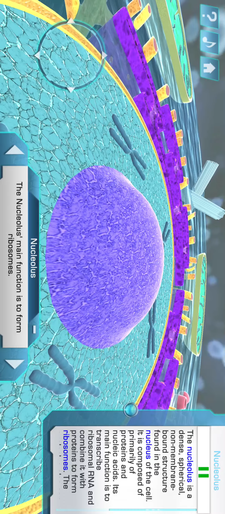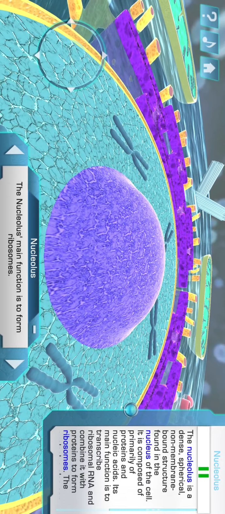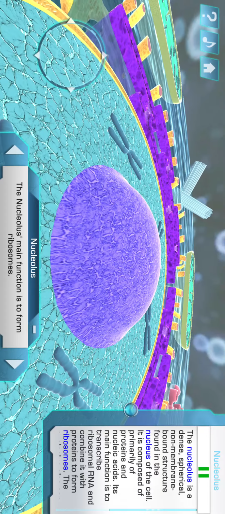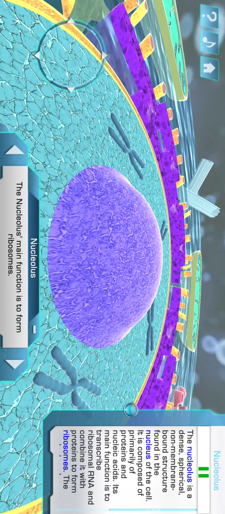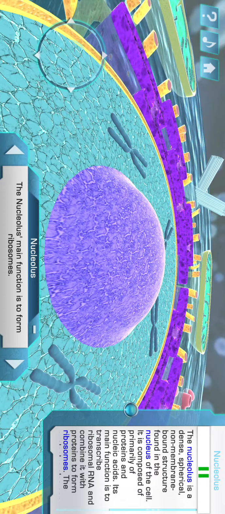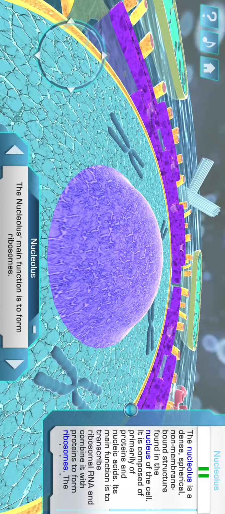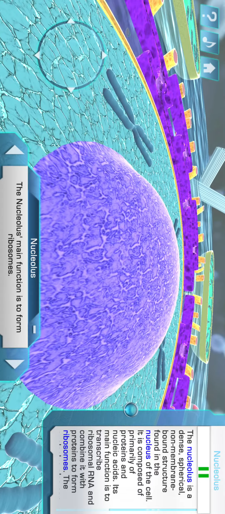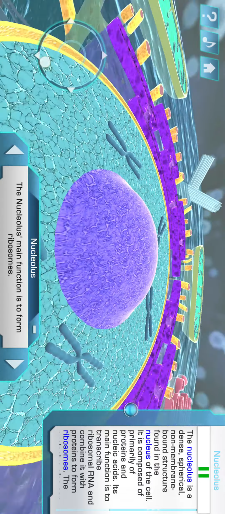The nucleolus is a dense, spherical, non-membrane-bound structure found in the nucleus of the cell. It's composed primarily of proteins and nucleic acids. Its main function is to transcribe ribosomal RNA and combine it with proteins to form ribosomes. The nucleolus can also capture and immobilize proteins, thereby preventing cellular interaction with their binding partners. This helps regulate cellular activity.